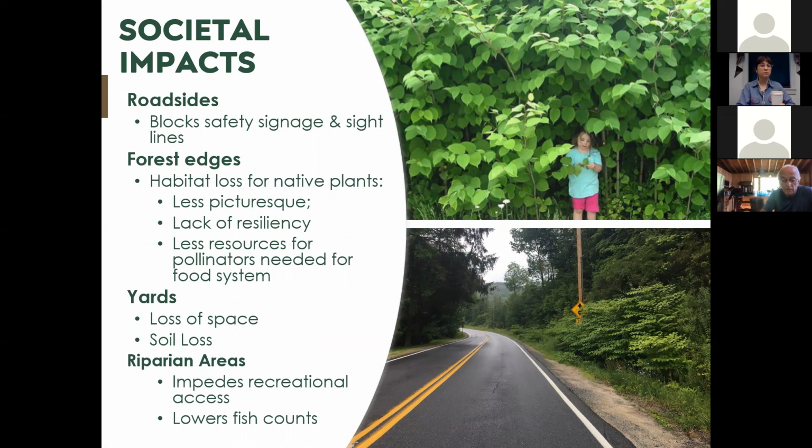We also talked about forest edges. And we got into this a little bit, but we have habitat loss for our native plants as they're outcompeted by this knotweed. When we're driving by, we like looking at all the different layers, all the shrubs and herbaceous plants as well as the trees. It's less picturesque if you just have this wall of knotweed. Emily also mentioned that these areas are all less resilient. If something comes through and knocks out the knotweed, that would be great, but it's often going to open the window to other invasives through disturbance. And we want resilient habitats that are diverse so that they can be successful into the future.